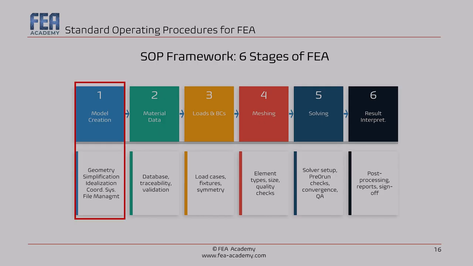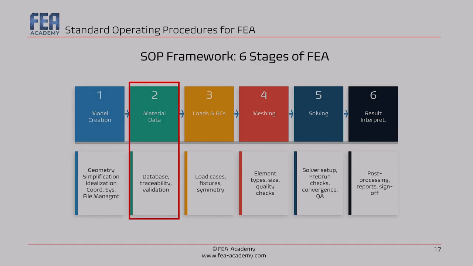So let me give you a quick orientation of what each stage entails before we go deep on each one. Stage 1 is model creation. This is where the geometry enters the FEA world. Decisions made here, what to simplify, what to suppress, what coordinate system to use, set the foundation for everything. A bad idealization decision at this first stage cannot be rescued by a better mesh at stage 4.